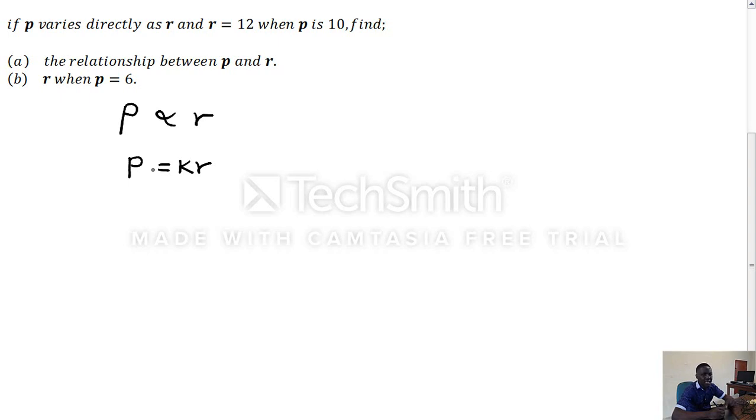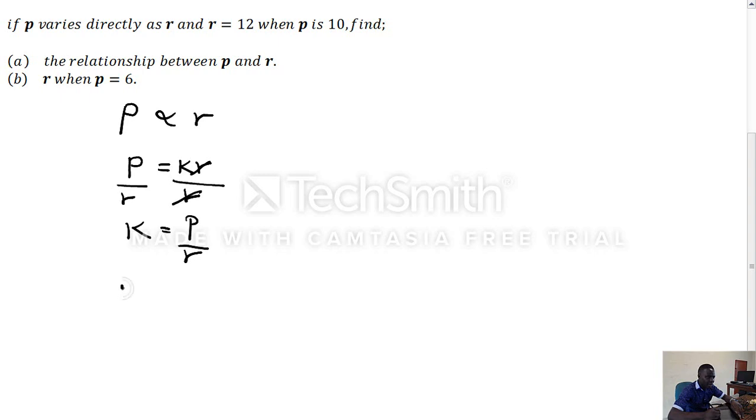We are going to make k the subject of the formula. With our knowledge of change of subject of the formula from the previous class, we make k the subject by dividing both sides by r, and that gives us k is equal to p over r. This is the value of k, but we are asked to find the relationship given that when r is 12, p is equal to 10.